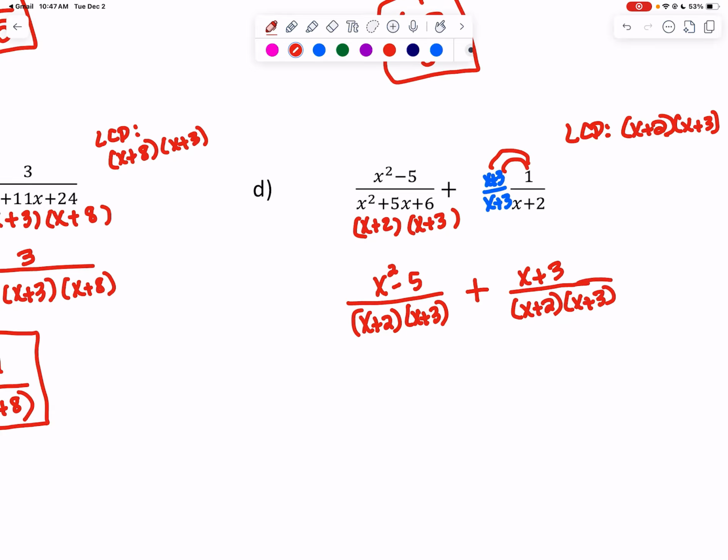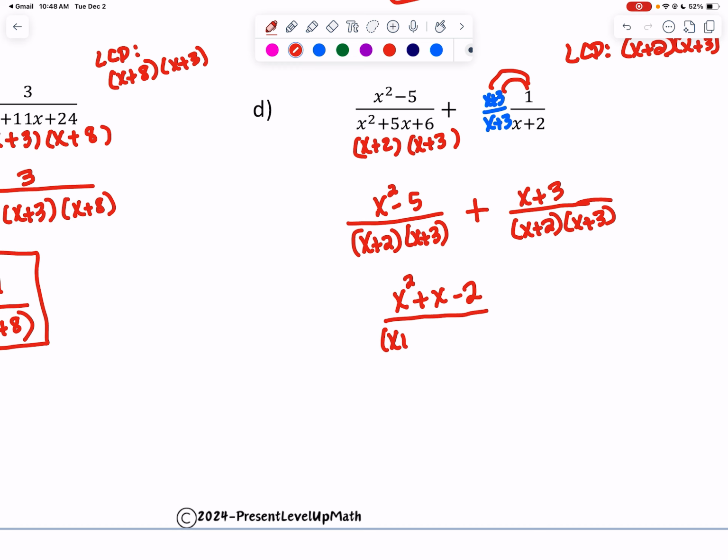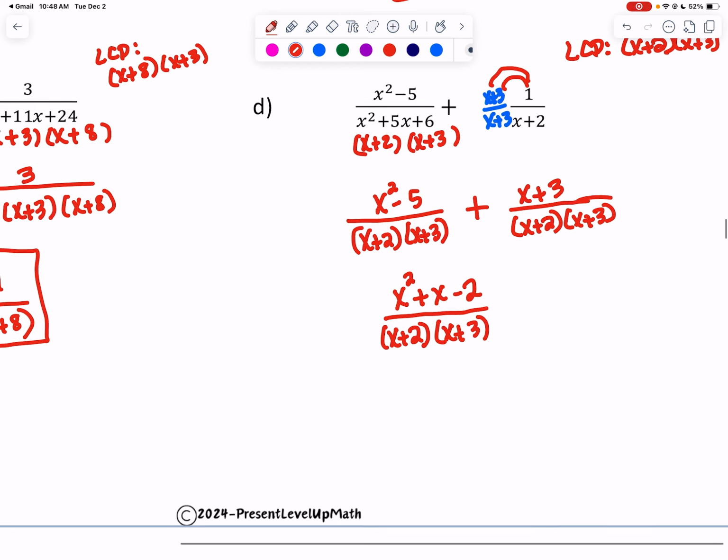And then the denominator, again, it doesn't matter what order you write it down in. Now, combine like terms. So x squared, nothing to combine it with, plus x. Negative 5 plus 3 is negative 2. And then my LCD goes on the bottom, which was x plus 2, x plus 3. And then we need to ask ourselves, will the numerator factor? Well, I think it will.